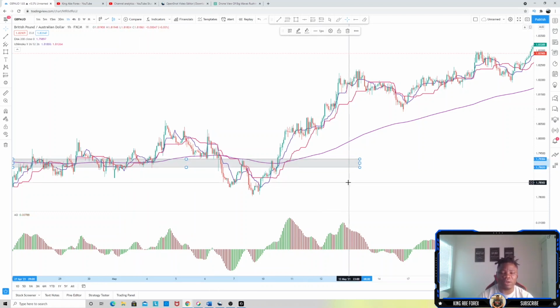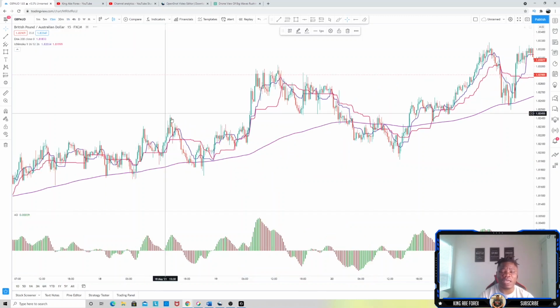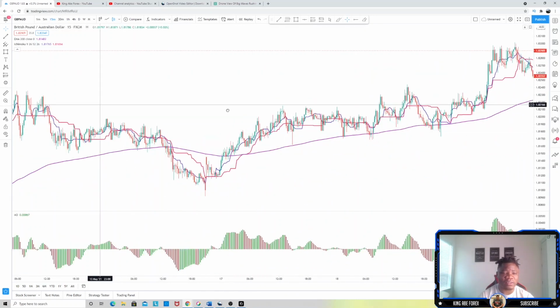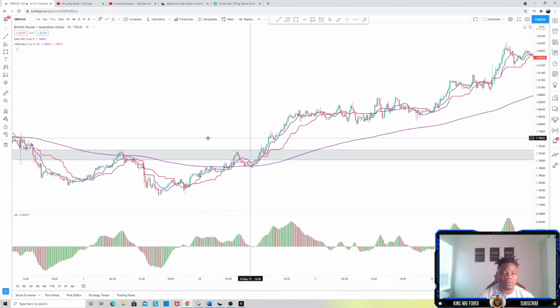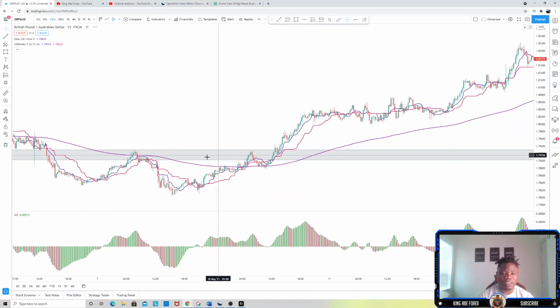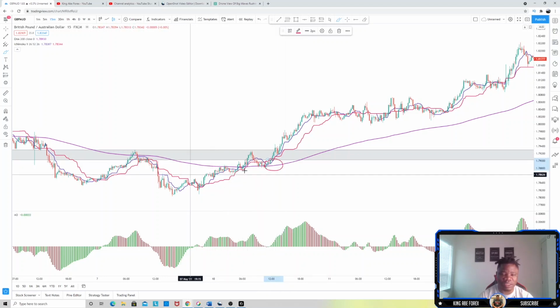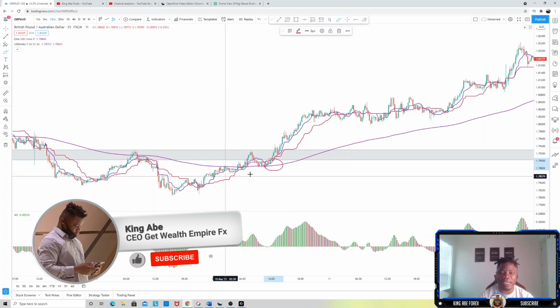So now that you have that figured out, what we need to do is go back to the 15-minute time frame and look for that zone. This is the zone right over here that we marked on the 1-hour time frame. Now what we have to do is make sure that we have this cross right over here, this Ichimoku. Now these two lines you're looking at, the blue line is called the Tenkan-sen.